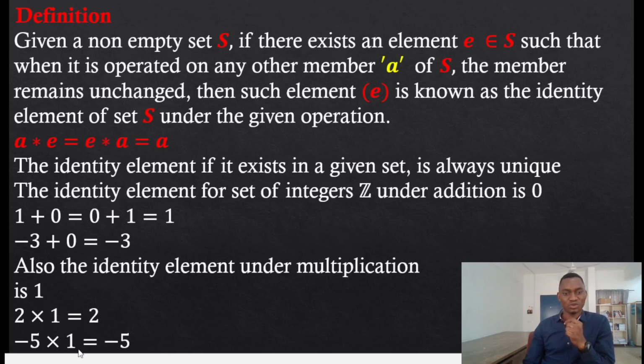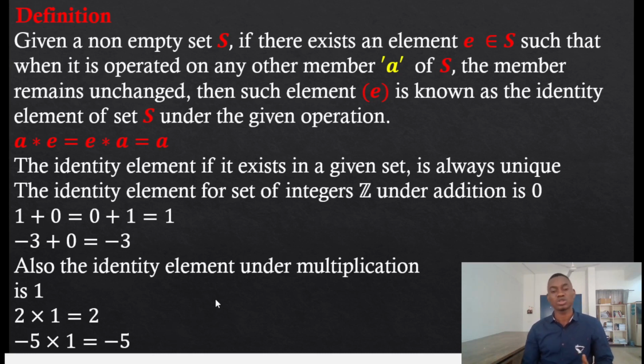Minus 5 times 1 is equal to minus 5. You see that the identity element is unique. It is true. Any number, any real number, any integer, any rational number, times 1 returns that same number. So the identity element of any set under any given operation is always unique. Okay, we are going to proceed with examples.